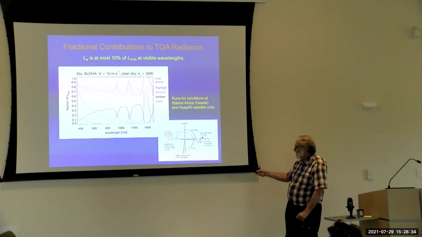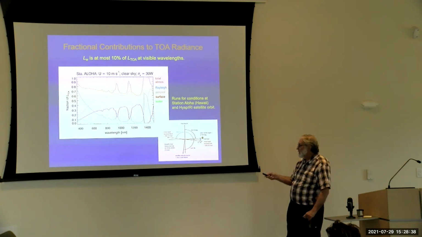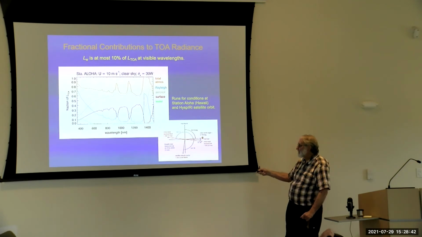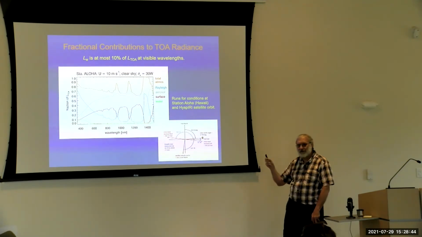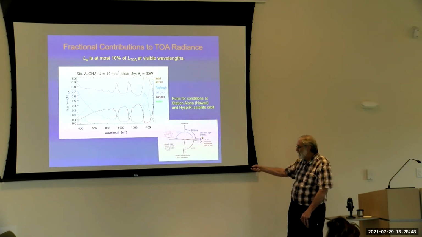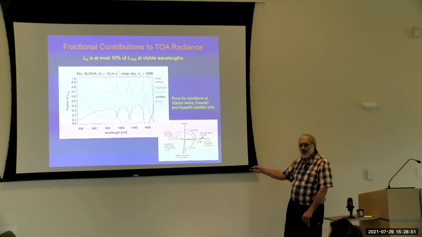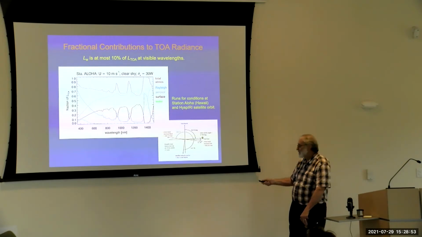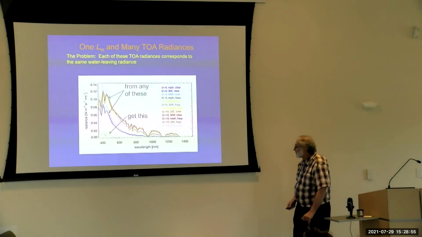Here's the surface reflected radiance. And then finally down here is the water leaving radiance. So some way I have to compute and remove all of these things from the top of the atmosphere measurement in order to end up with this little thing here, which is at most 10% of the signal. And that's a big, big problem.